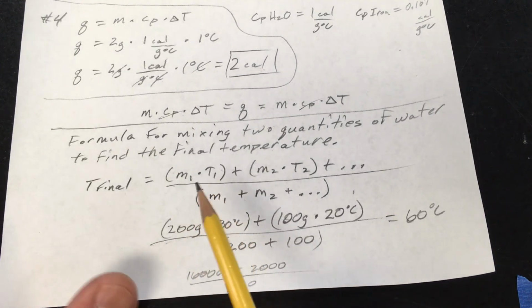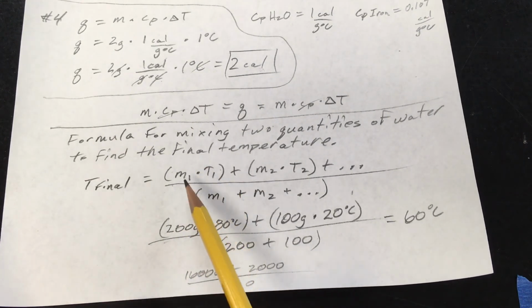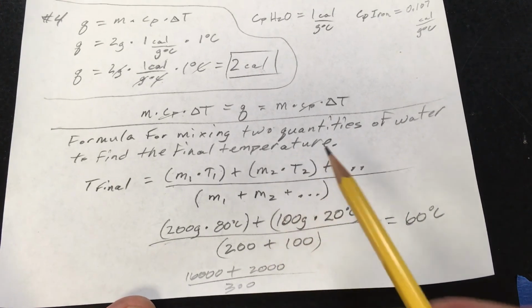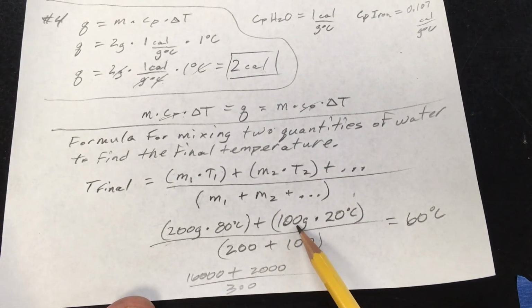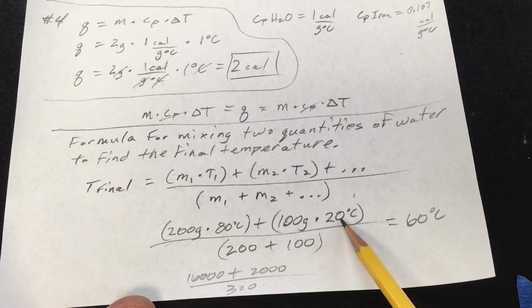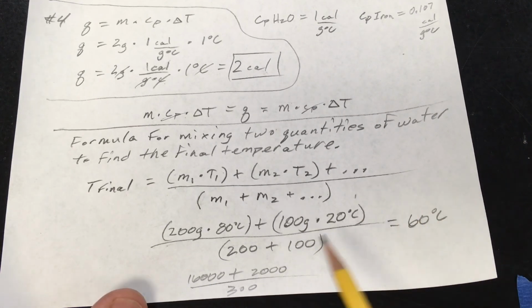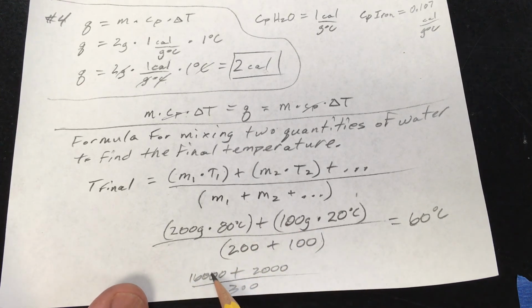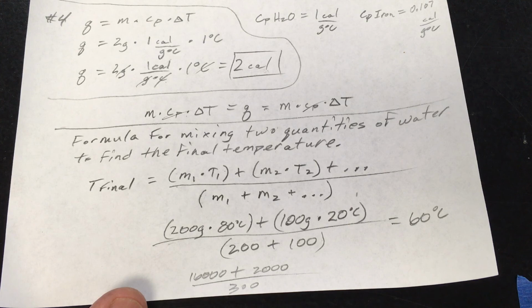It goes something like this. If you mixed 200 grams of water at 80 degrees Celsius, that's your mass 1 and your T1. We add that to your mass 2 times your T2, that is 100 grams of water times 20 degrees Celsius, and then we divide by the total mass, 200 plus 100. That gives us 1,600 plus 2,000, divided by 300, and that's 60 degrees, the final temperature.